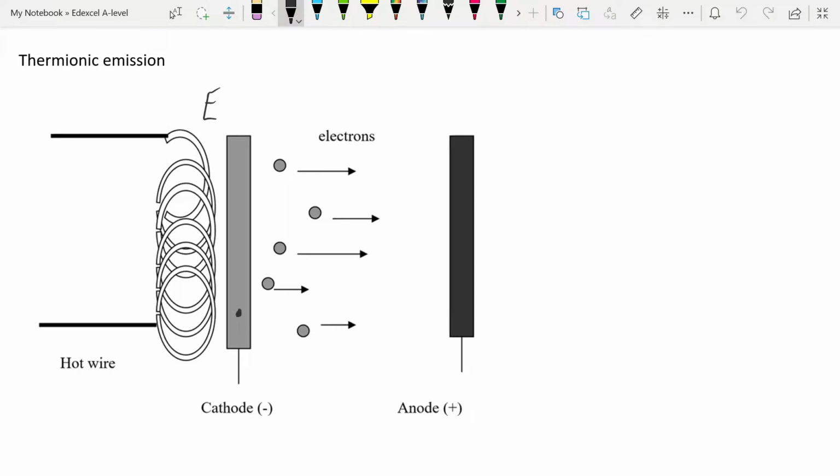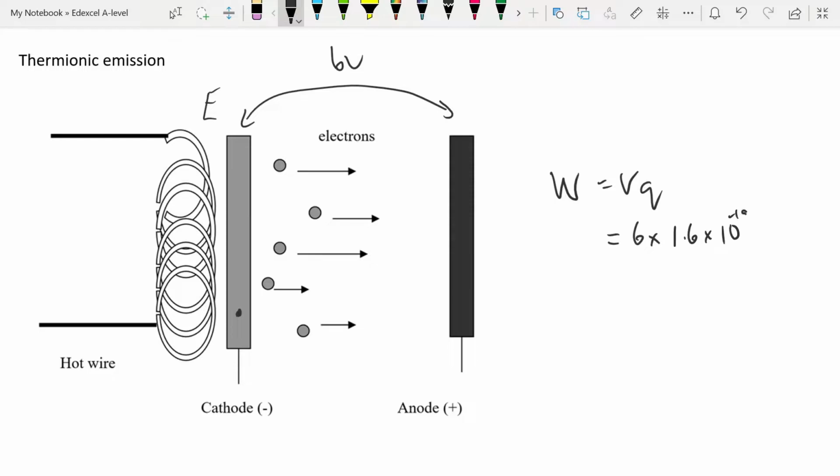If we want to find the energy of these photoelectrons, well, we know that we've got a potential difference between this cathode and anode. So let's suppose we have 6 volts of potential difference. And we know that the energy is V times Q. So that would be 6 times this small q. Now I'm using small q because we're talking about individual electrons. So we know it would be 6 times 1.6 times 10 to the minus 19, which is the charge on one electron. That would give you 9.6 times 10 to the minus 19 joules.